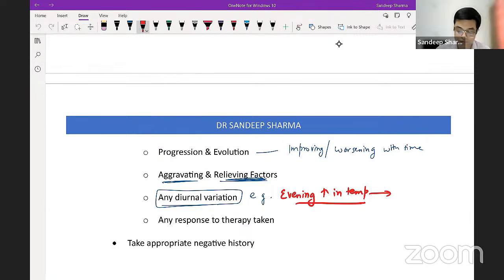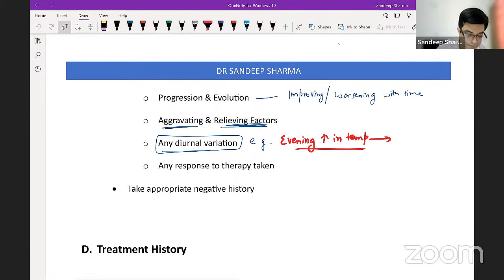Evening rise in temperature. I'm waiting for your response. What will you suspect? There is a patient having evening rise in temperature. What will you suspect in the patient? Sibin Thomas is the first one to answer. Yes. Excellent, Sibin.